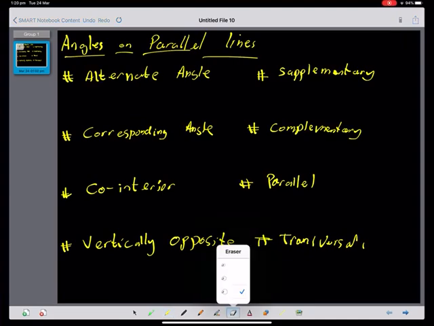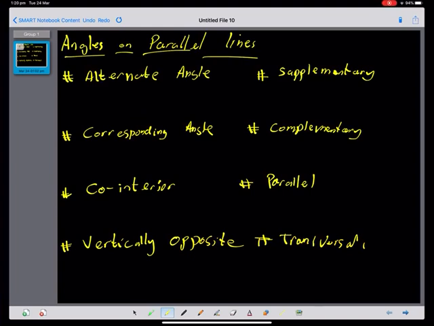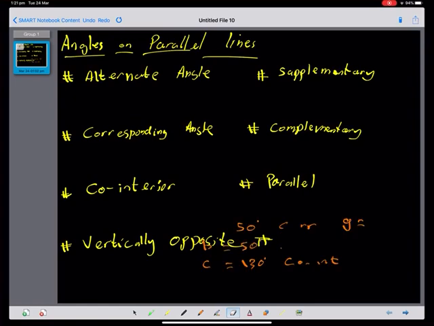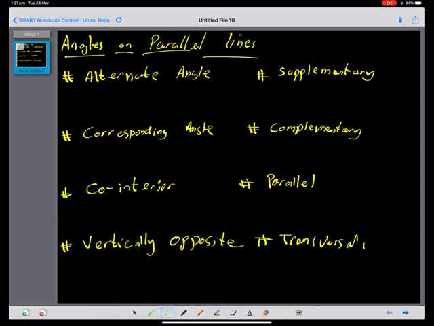Okay, it's a bit messy. Let's do transversal. Okay, that's not what I wanted. Okay, looks like we're going to have to stick with that. So pause the video and define these keywords. So transversal. Okay, so hopefully you've done that now.